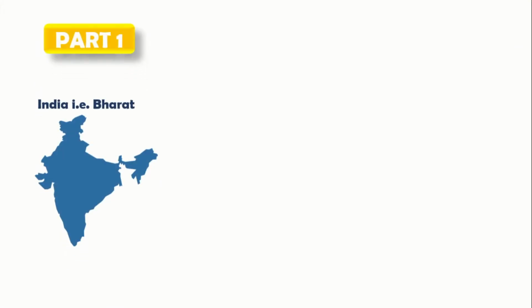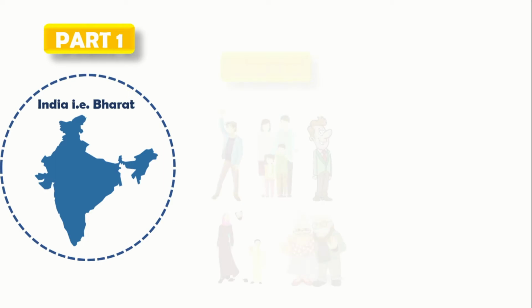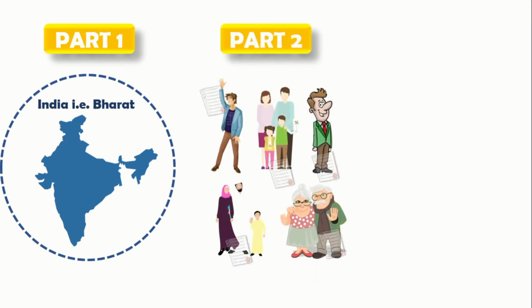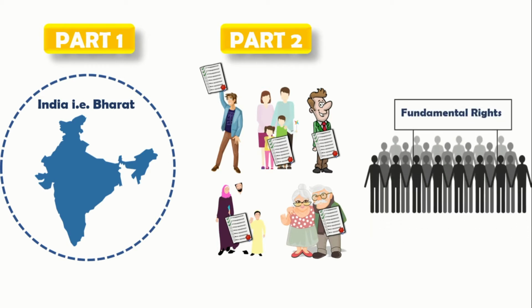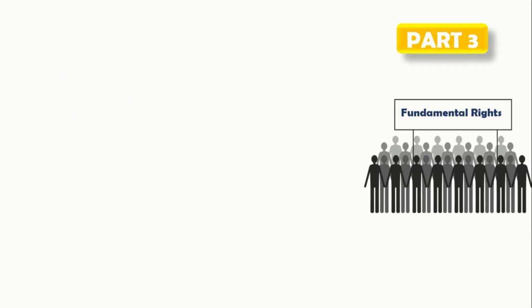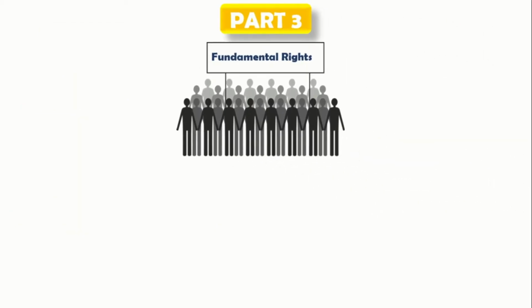In Part 1, the name of the country and its boundaries have been defined. In Part 2, the citizens were given citizenship. Now it's time to give fundamental rights to the citizens of India, which is defined in Part 3 of the Indian Constitution. Part 3 of the Indian Constitution is also known as the Magna Carta of India.